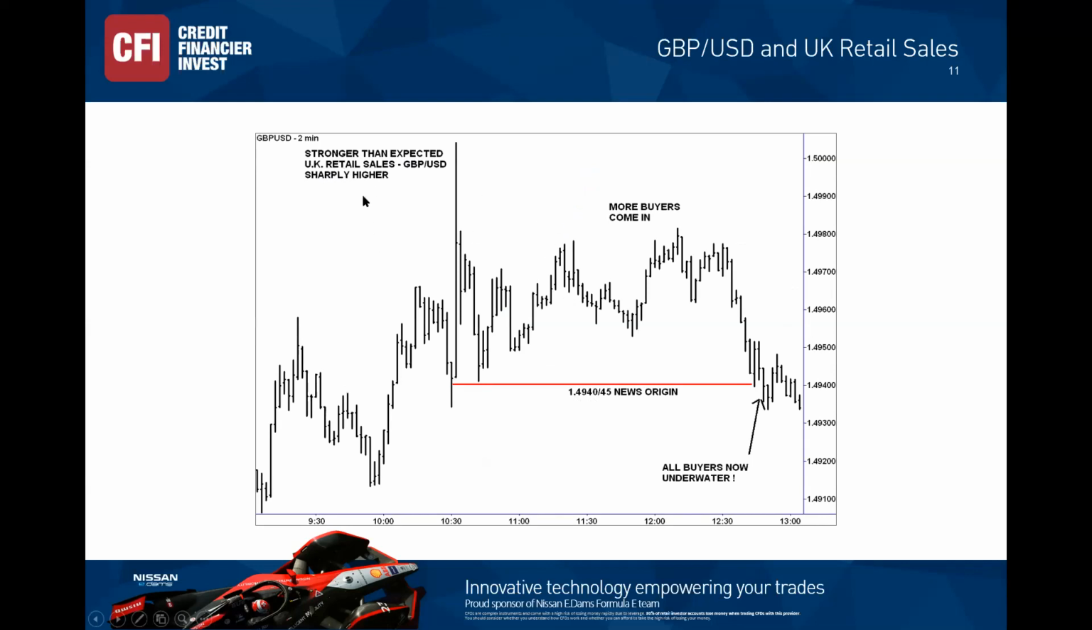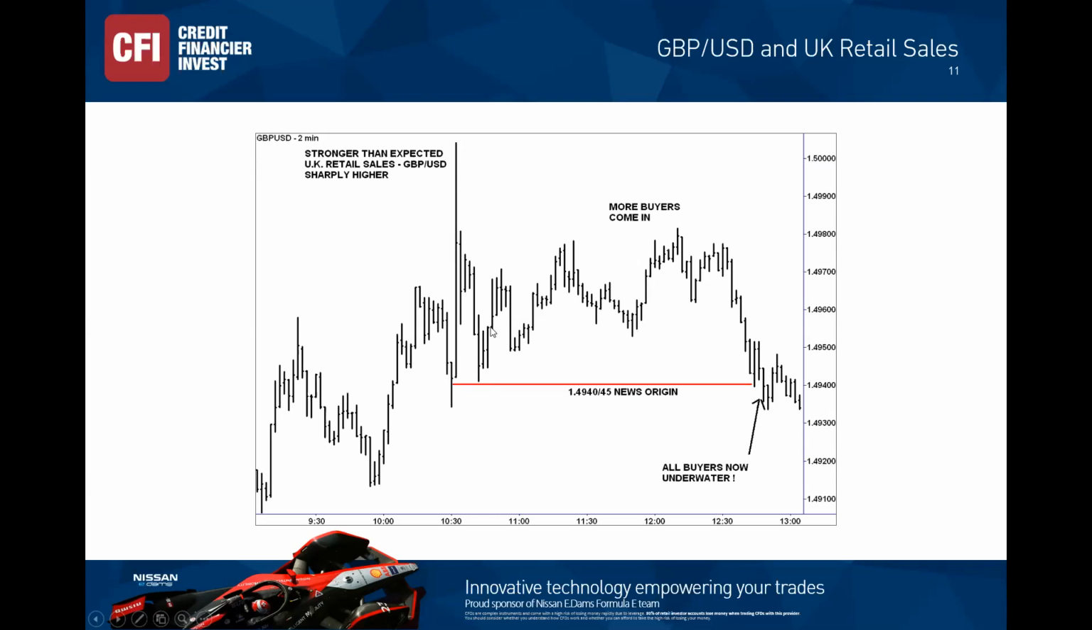So what happened was, as you can see on the chart, cable spiked up from the news origin point, just above the psychological 150. That was a barrier at the time. It spiked above 150 and then retraced quite sharply lower from there. So the buyers came in on the stronger than expected number and pushed the market up, but there was no momentum to push it through the 150 handle. So the market sold off quite sharply.